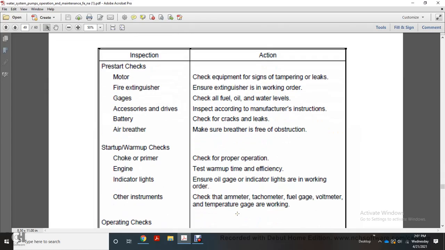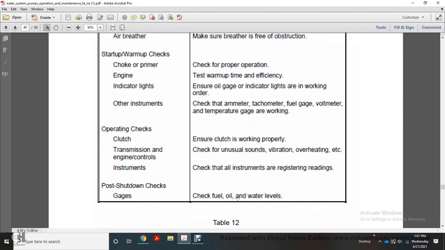Startup, warm-up and checkups. Choke, prime: check for proper operation. Engine: note the warm-up time and efficiency. Indicator lights: ensure oil gauge indicator lights are in working order. Other instruments: check the ammeter, tachometer, fuel gauge, voltmeter, and temperature gauge are working.